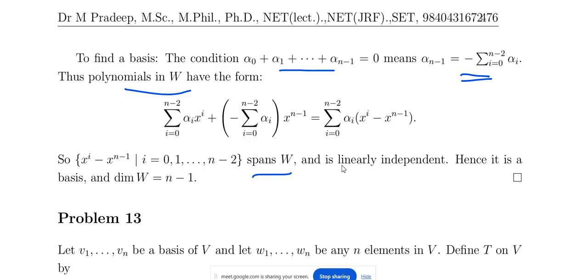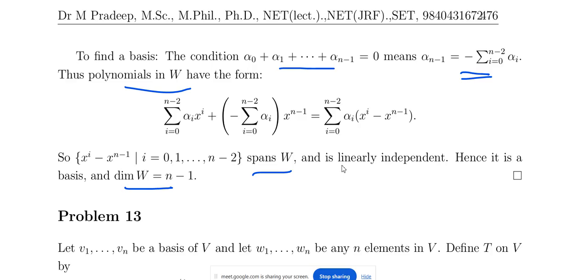And this set is also linearly independent, and hence it forms a basis. So the dimension of W equals n minus 1. Okay.